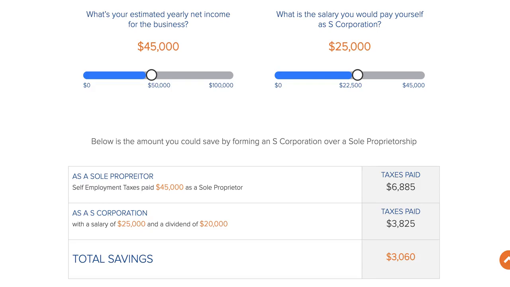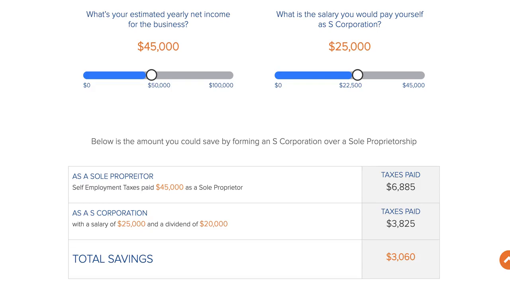So for example, if you take $70,000 out of a business as a standard LLC, you'll end up paying $10,710 in employment tax. In contrast, if you take out $45,000 as a salary and $25,000 as distributions, you would only have to pay $6,885, saving you $3,825.